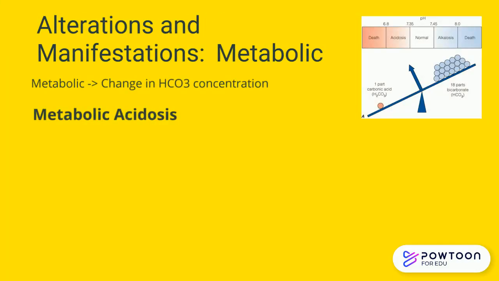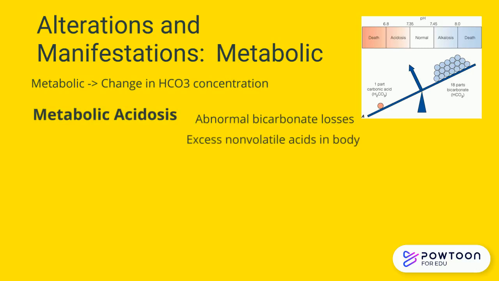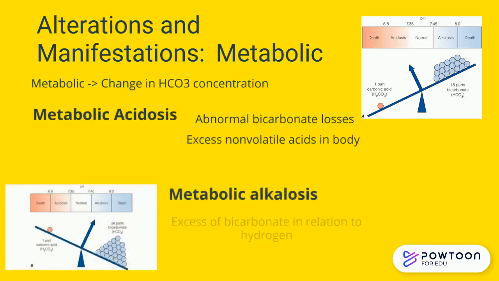So when we refer to metabolic, remember metabolic really is a reflection of the bicarb concentration. And what controls the bicarb concentration? That's the kidneys. So in metabolic acidosis, we don't have enough bicarb. In metabolic alkalosis, we have too much.